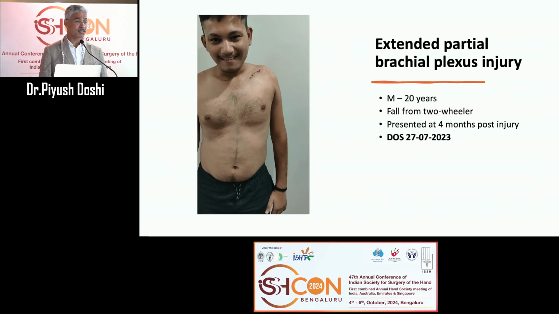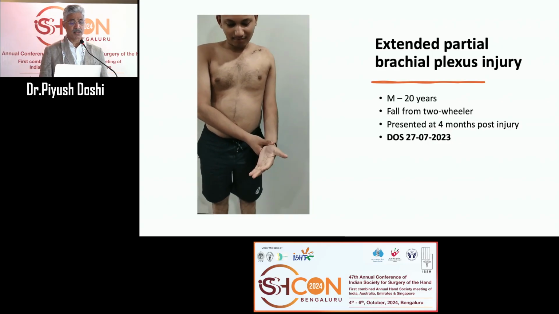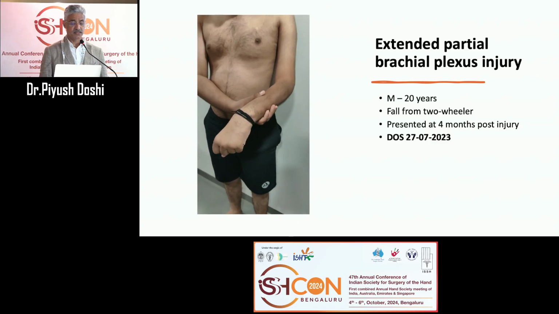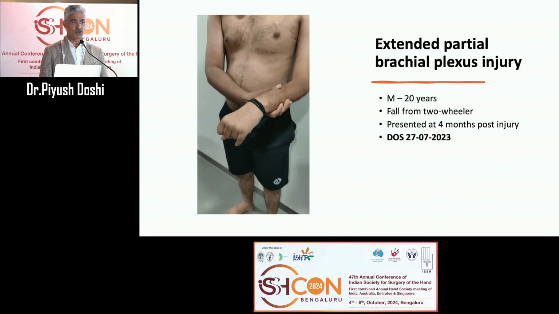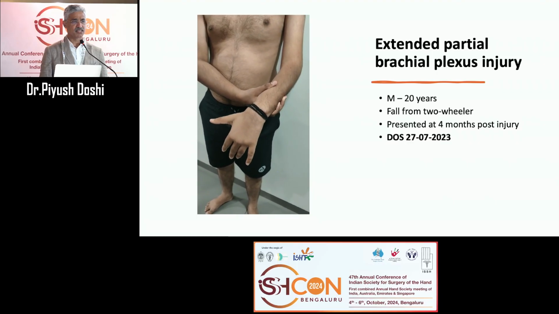This is an extended brachial plexus palsy case. He's a 20 years male, absent shoulder abduction and elbow flexion. The hand function is good. Wrist dorsiflexion is absent. So there is some thumb EPL working, but EDC is again weak.